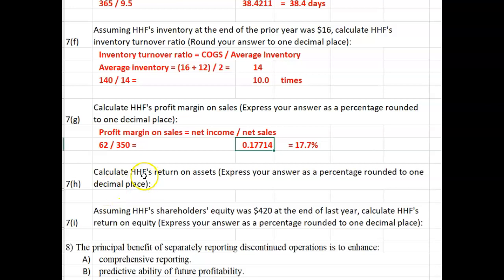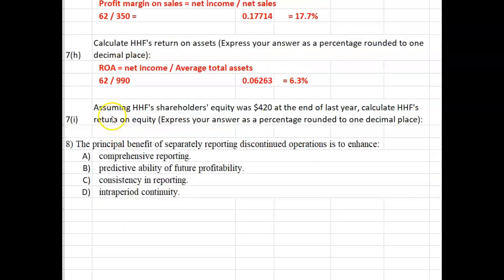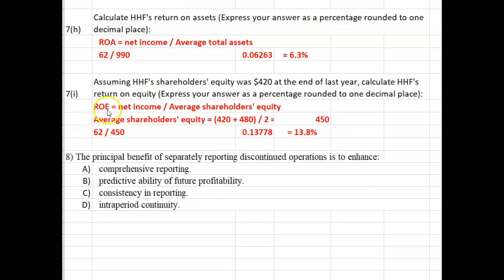Now calculate HHF's return on assets. Express your answer as a percentage rounded to 1 decimal place. Assuming HHF's shareholders' equity was $420,000 at the end of last year, calculate HHF's return on equity. Express your answer as a percentage rounded to 1 decimal place.